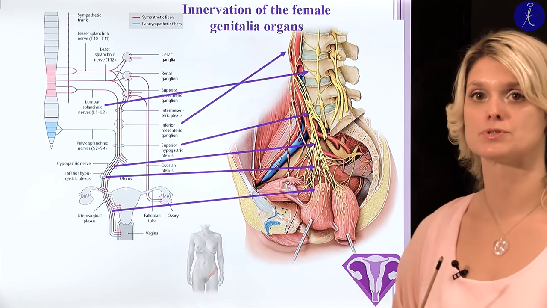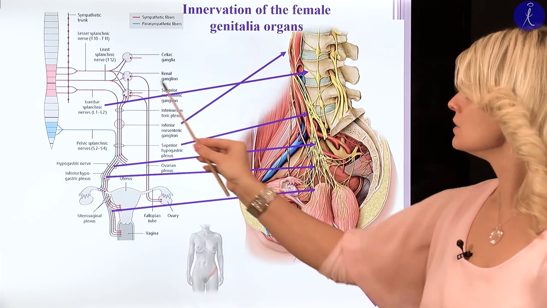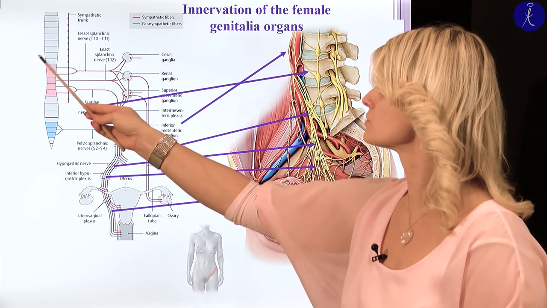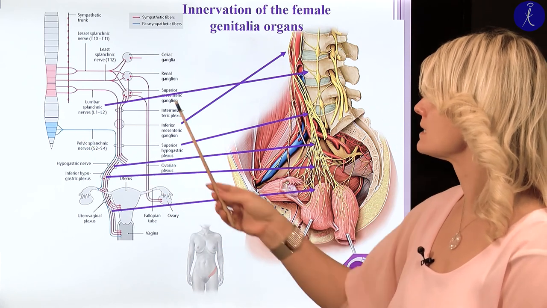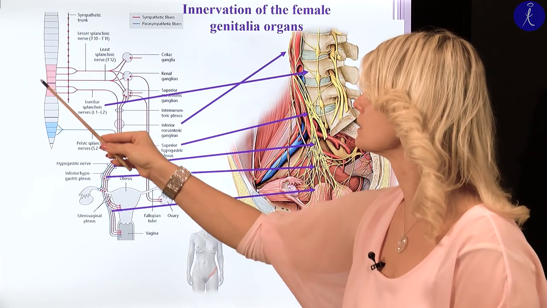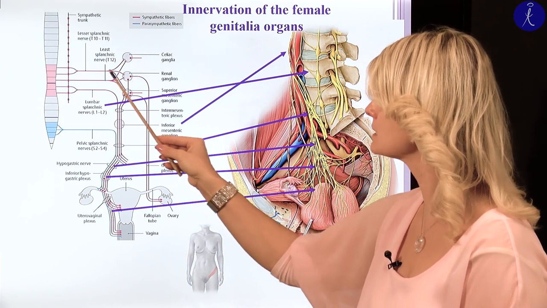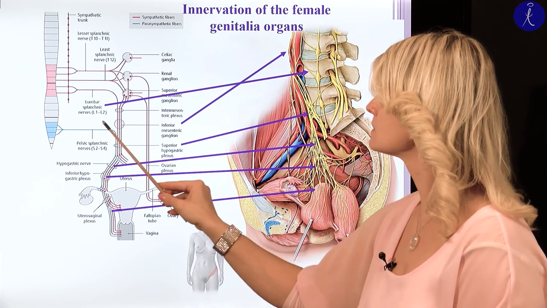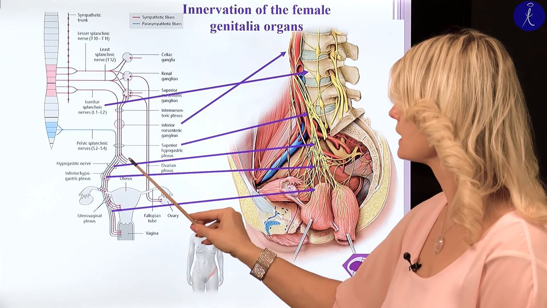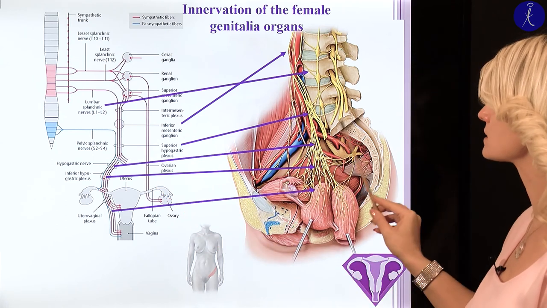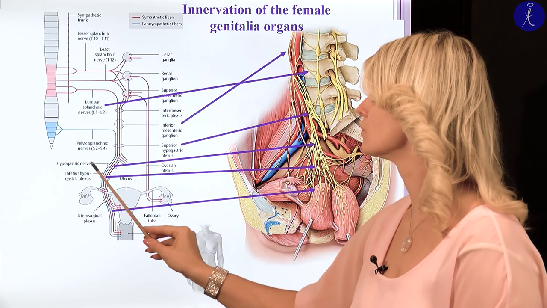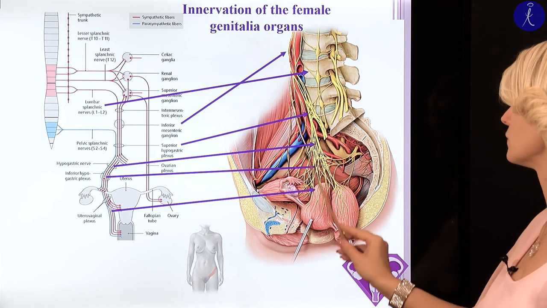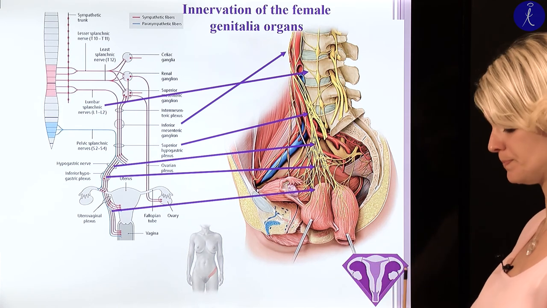Finally, only some words about the innervation of these organs. Here you can see that the vegetative fibers originate from different parts of the spinal cord. The sympathetic fibers originate from the lower thoracic segments, and the sacral part forms the parasympathetic fibers, and all together they form a very rich plexus, which is called the hypogastric nerve and the hypogastric plexus, which will innervate the organs.